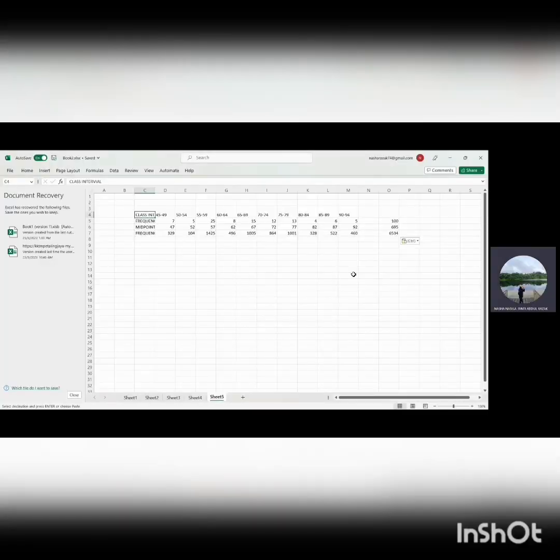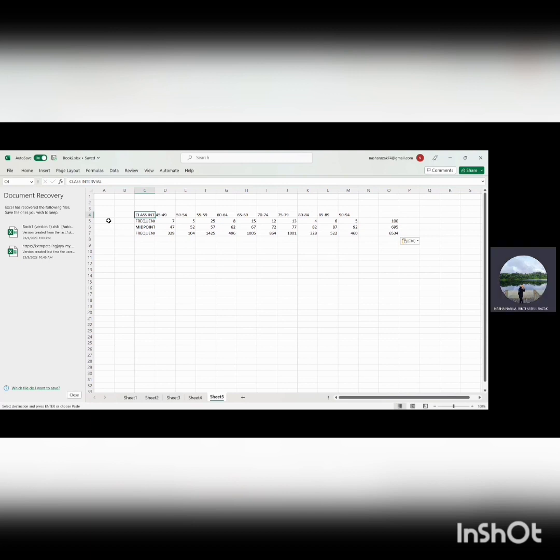Assalamualaikum and hi everyone. So today I want to explain how to find the range, mean, mode, median and standard deviation value using Excel. As you see in the table in this Excel, there are class intervals, frequency, midpoint, and frequency multiplied by the midpoint.